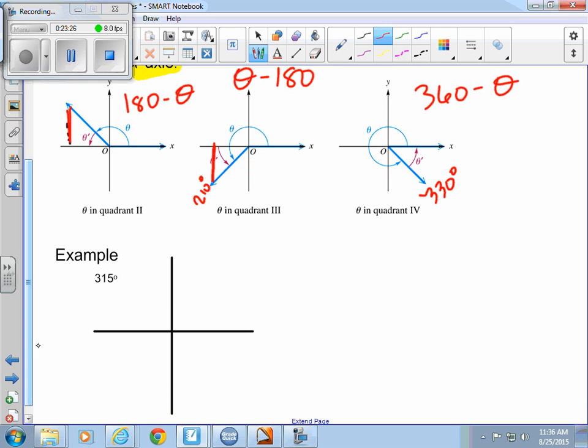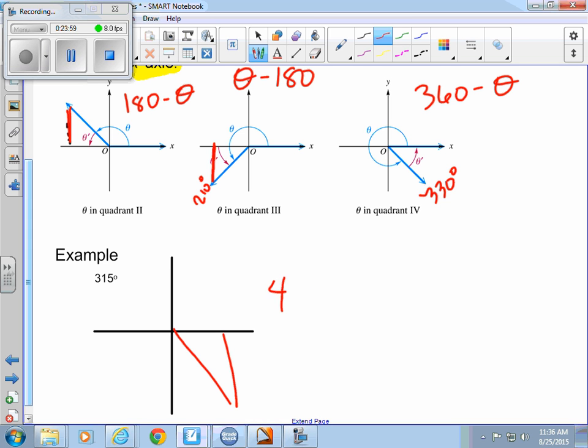So if I want the reference angle for 315 degrees, what's the first question I have to ask? What quadrant is it in? If that angle is bigger than 360, I'm probably going to have to find a coterminal angle first, and then go from there. So I know that 315, what quadrant is 315 in? 4. So what is a reference angle for 315? 45 degrees.